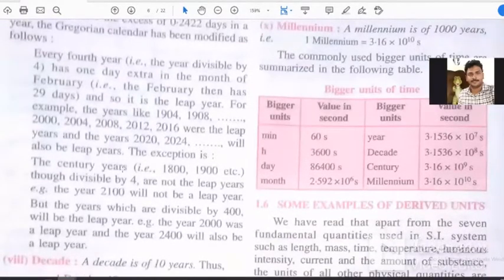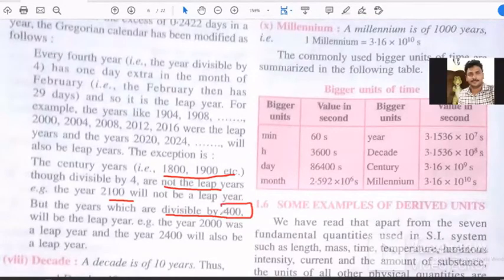See, the century years, that is 1800, 1900, are divisible by 4, but they are not leap years. Understand clearly. 1800, 1900, these are century years. A century year is divisible by 4, but still it is not a leap year. Why is it not a leap year? It's because if it is a century year, then it should be divisible by 400.